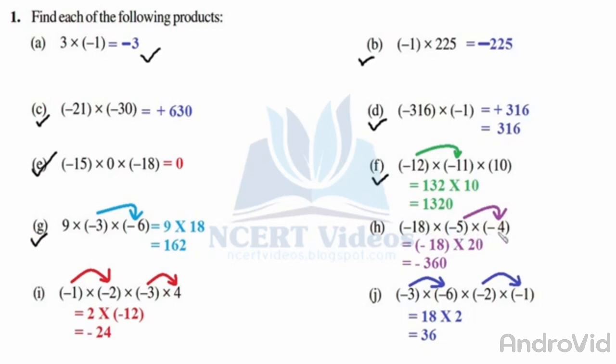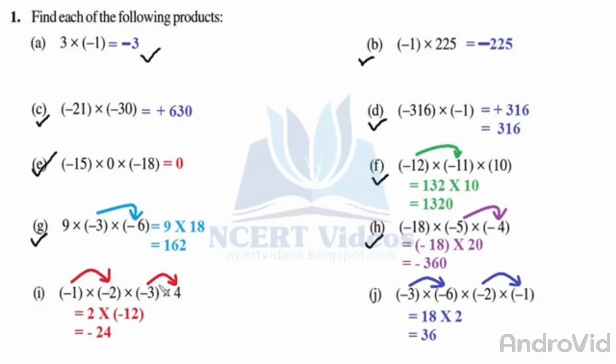H part. Now here first we will multiply 5 into 4. It will give you 20. Minus minus is plus, therefore plus 20. Now multiplying with minus 18. 18 twos are 36. Fixing 0 to multiply it with 10. And plus minus is minus, therefore minus 360.